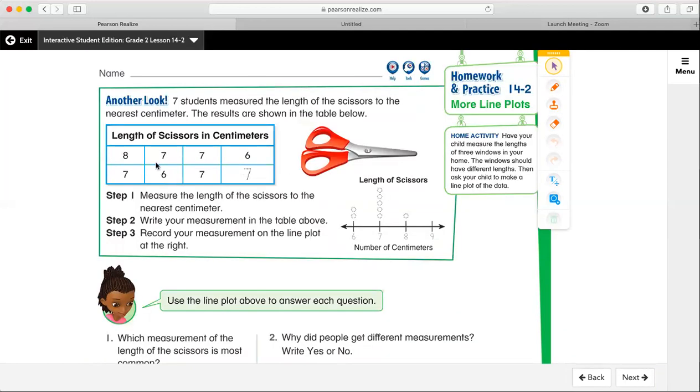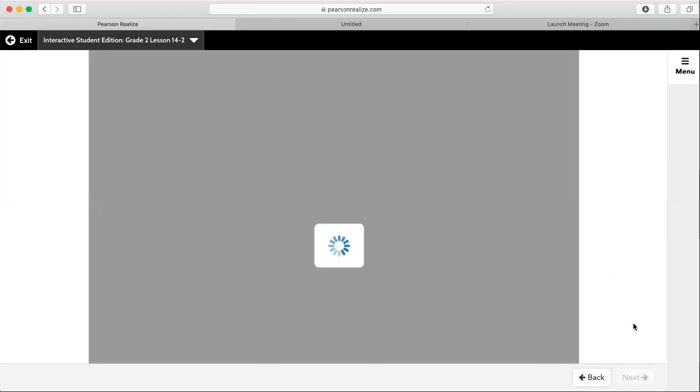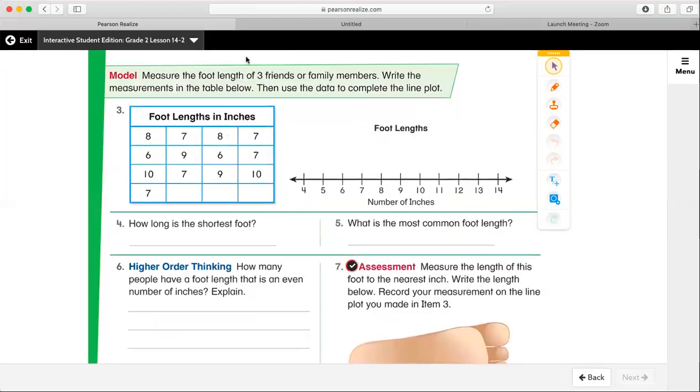And then for the homework page, you're going to use scissors and use this table up here to help you answer questions 1 and 2. And then feet length, and you are going to have to finish the table here. So you're going to have to measure your foot in inches, and then 2 family members' feet. But please finish this table in order to properly graph up here.